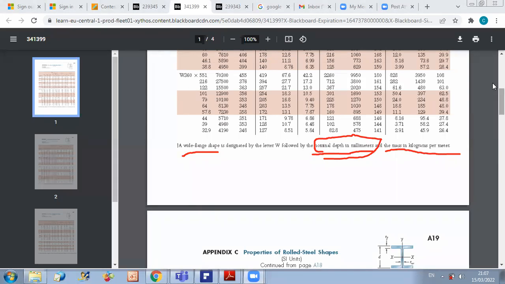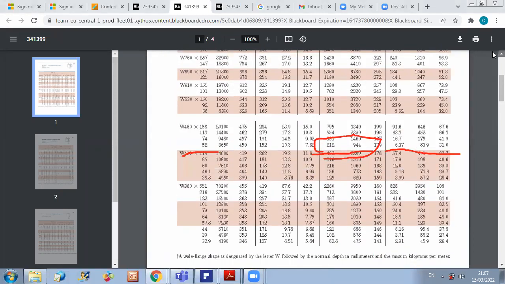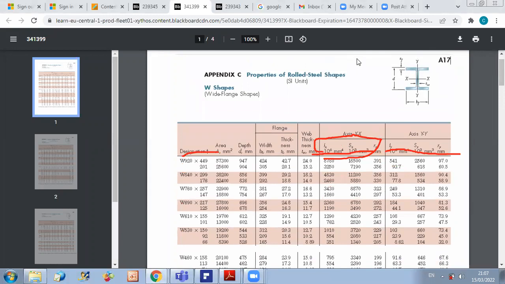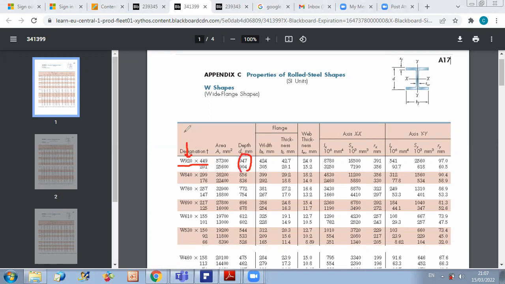So here if you go to this table, you will actually know what is the real depth. As you can see, the nominal depth will just give you an idea about the range. So when they say W920 times 449, then this is the nominal depth. You will have a range of values of depths that are around 920. So for example, W920 times 449 will be characterized by a depth of 4947 and an area that is given here in millimeters square.